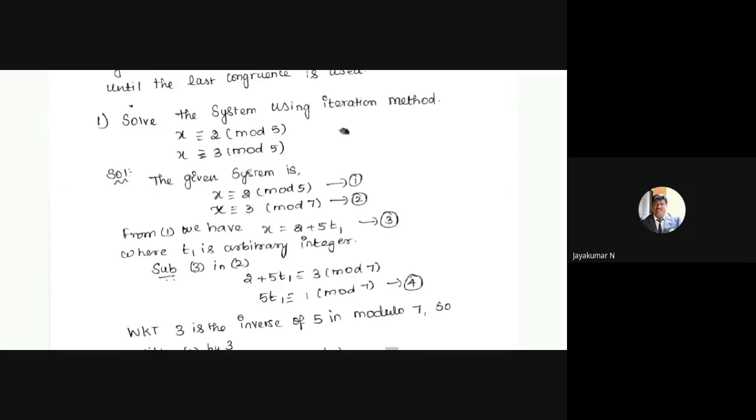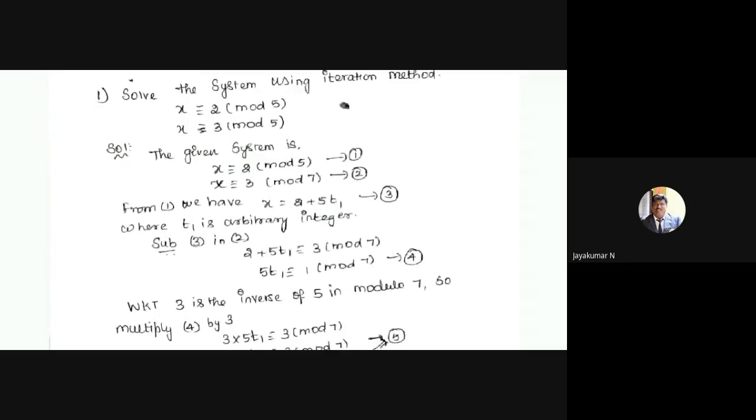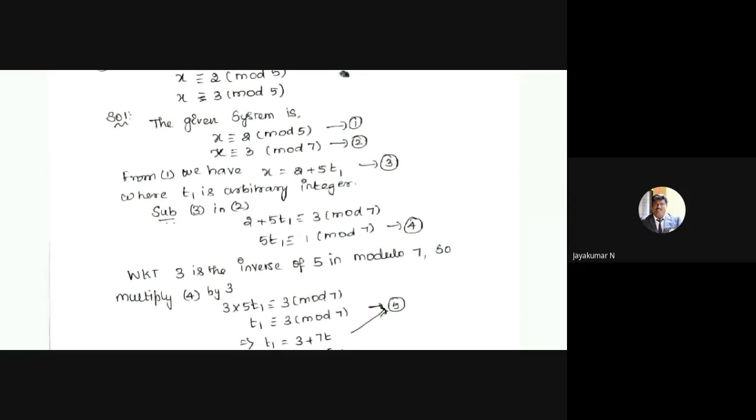So the given congruences will be numbered equation 1 and equation 2. The first one, x is congruent to 2 mod 5. So the first linear congruence can be written as the linear expression x is equal to 2 plus 5t1, where t1 is an arbitrary integer. Now x equal to 2 plus 5t1 is substituted in the second linear congruence. So 2 plus 5t1 is congruent to 3 mod 7. Moving 2 to the right hand side, 5t1 is congruent to 3 minus 2, that is 1. 5t1 is congruent to 1 mod 7.